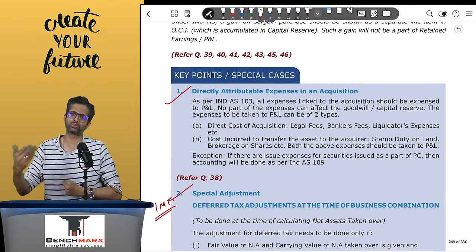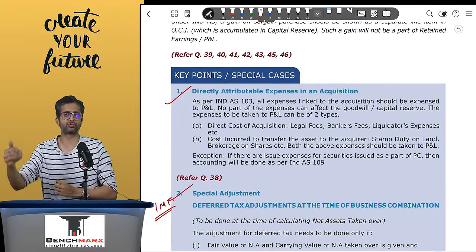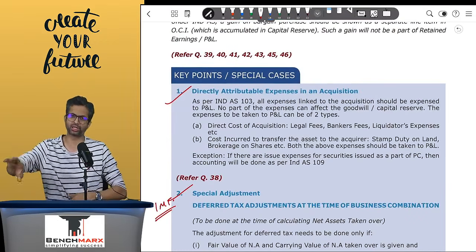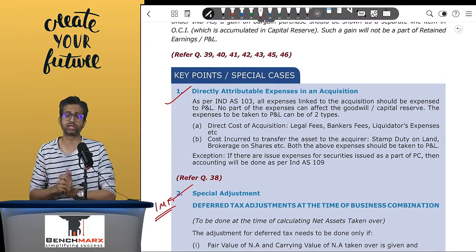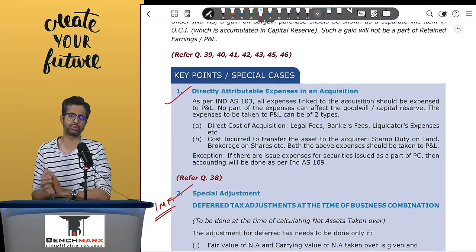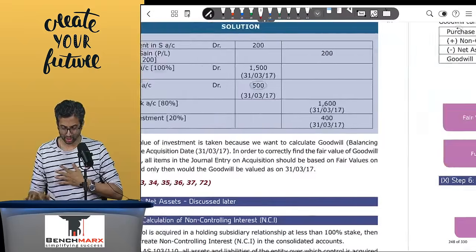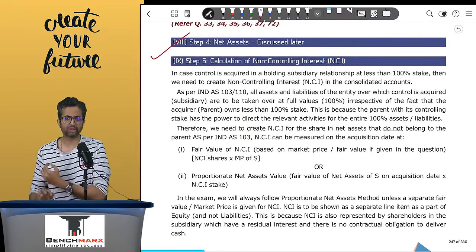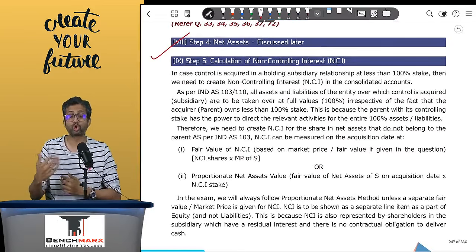Acquisition related costs will go to the P&L, except if it is cost for a fresh issue of shares as part of the consideration, in which case it will be adjusted against retained earnings or securities premium separately. Okay, so this is regarding net assets. Now there are a few other points as well, but before that you go to step 5.